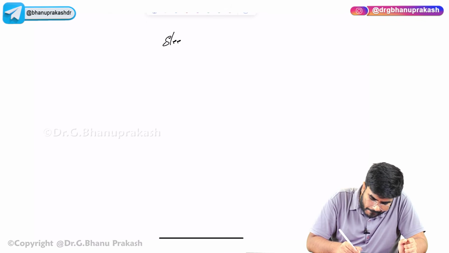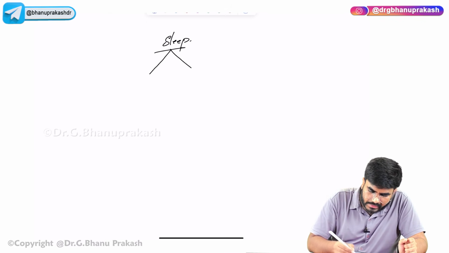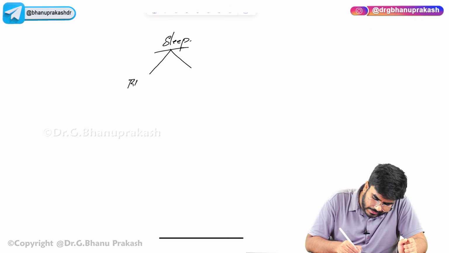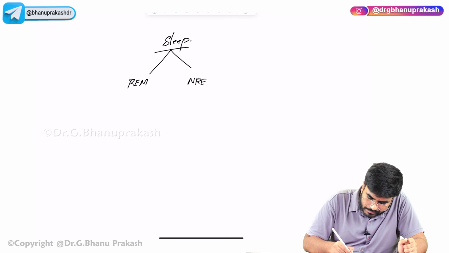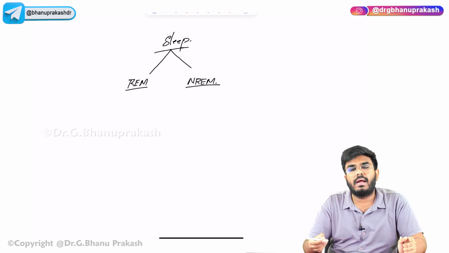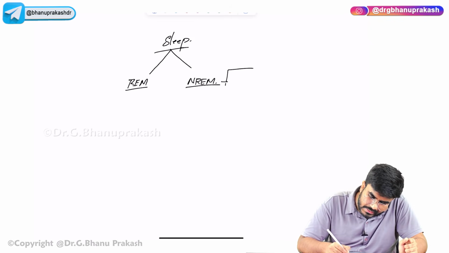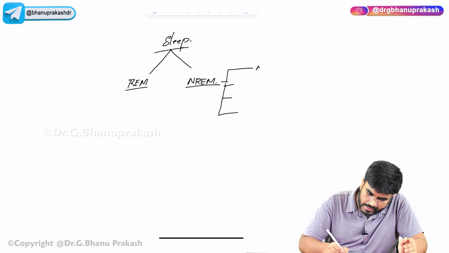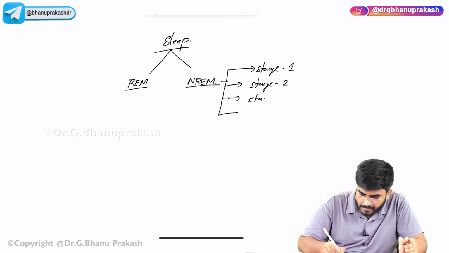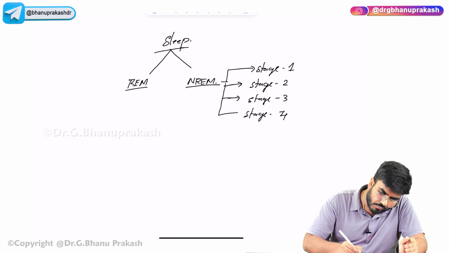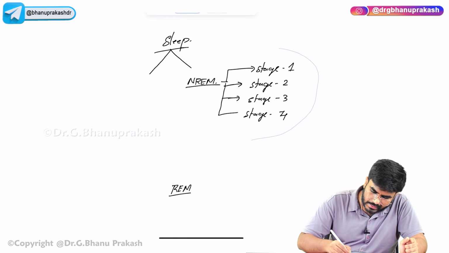Next, what else I want you to know is regarding sleep. How many phases of sleep are there? There are two phases of sleep, REM sleep and non-REM sleep, NREM. REM stands for rapid eye movement sleep. NREM has further stages: NREM stage 1, stage 2, stage 3 and stage 4. So there are 4 stages in NREM.